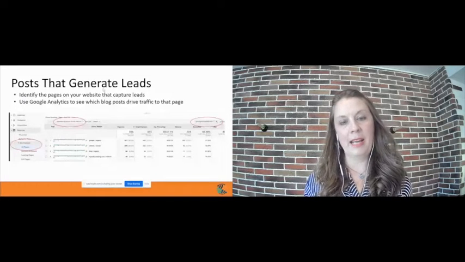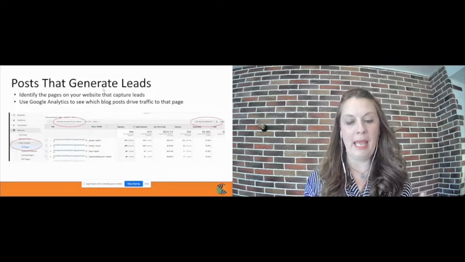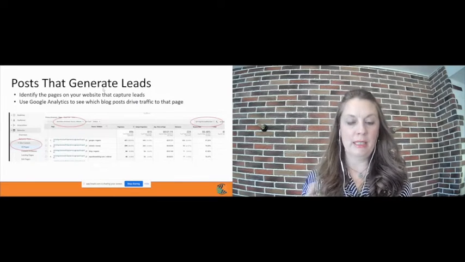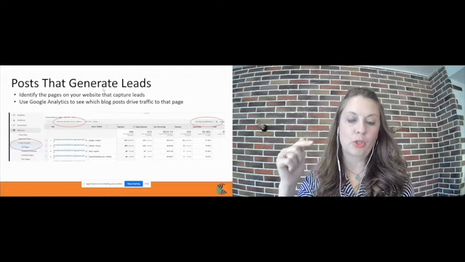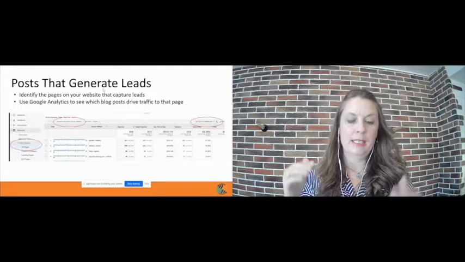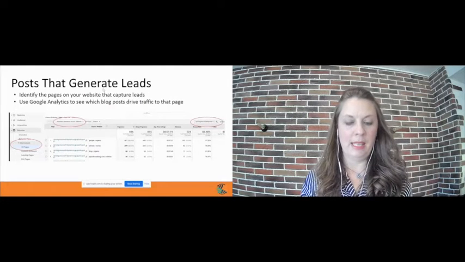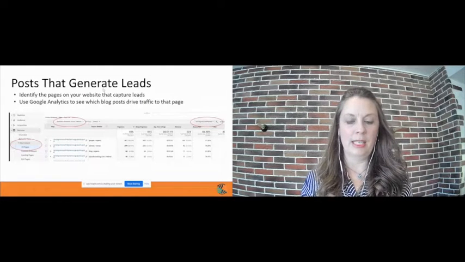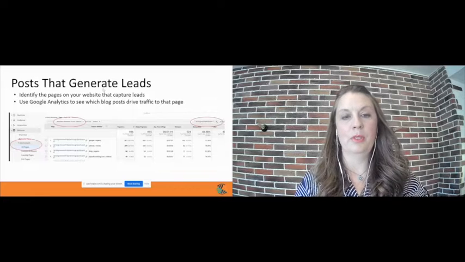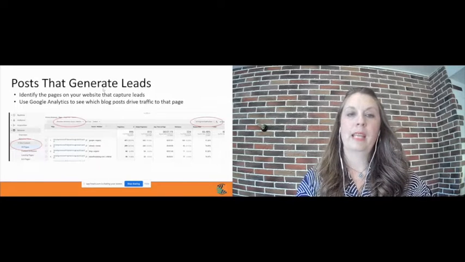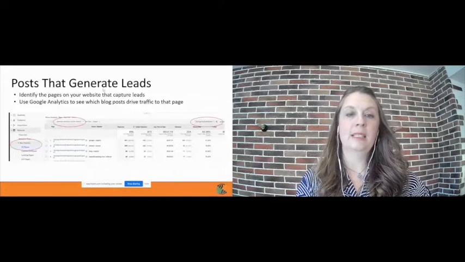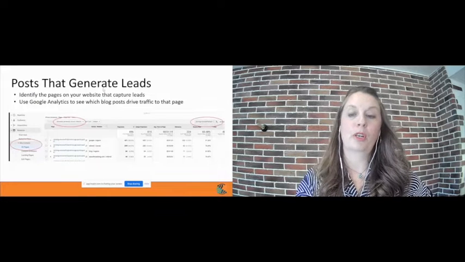So you want to identify the pages on your website that capture leads. For example, a pricing page, a demo page, a contact us page. Generate a list of URLs that referred traffic to that page. Separate those into blog posts versus other types, and then use the strategies to get even more traffic to those blog posts. And you can, again, do that in Google Analytics by using referral path.